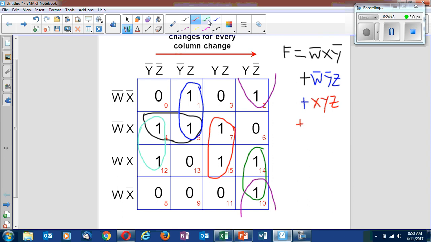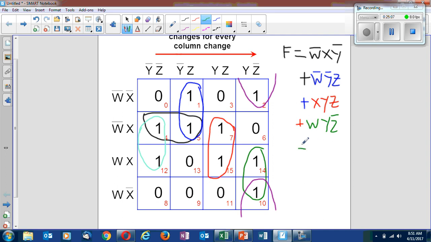Now next one is the green one. Let's take a look. The vertical coordinates are the same. This is a vertical group, so this is Y, not Z. Now let's see what's different on this side. Well, W's are the same, but X and not X are different. So this one is going to be W, Y, not Z.